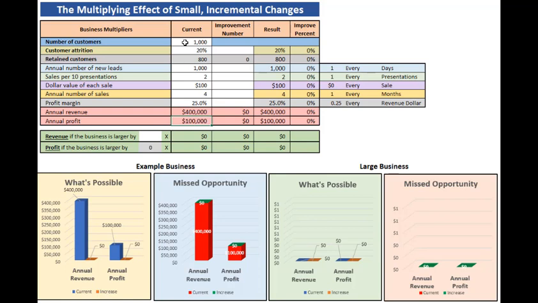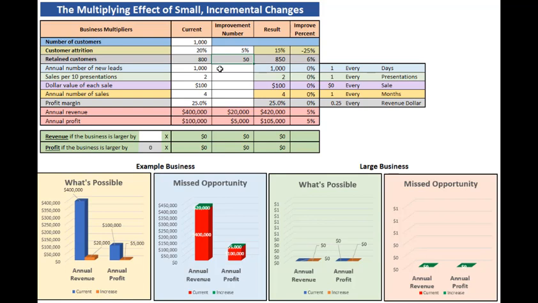Now let's take a look at what the outcome could be with some very small changes in a number of key areas. Let's start with customer attrition, the number of people who no longer patronize the business. Now, if we were to reduce that number by 5%, we'd have a 15% attrition rate instead of the original 20%, or a 25% reduction. Now, that 5% would enable the business to retain 50 customers, so they now have 850 instead of 800.